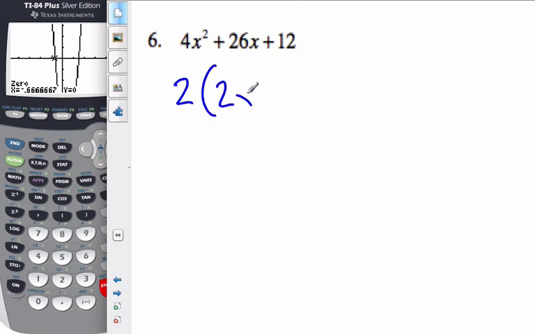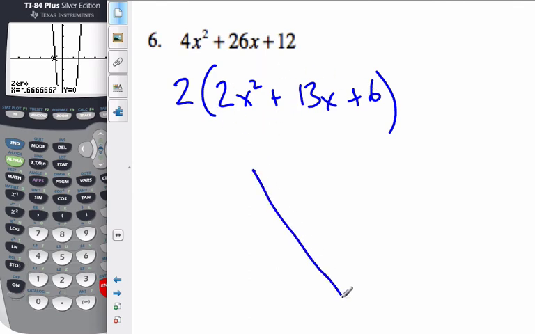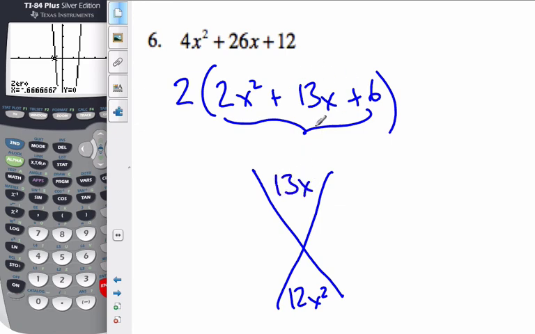So it's 2x squared plus 13x plus 6. I could do this with my calculator, look for the x-intercepts, or I could do it algebraically. Dealing with the inside part, multiply, I get 12x squared, and it adds to 13x. So now I look to multiply to get 12, add to get 13. Well, that's going to be a 12x and a 1x.